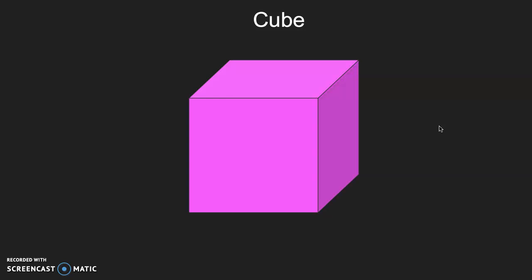Next, we have a cube. So a cube is three-dimensional. We can see behind it right here, and that means it's solid and we could pick it up.